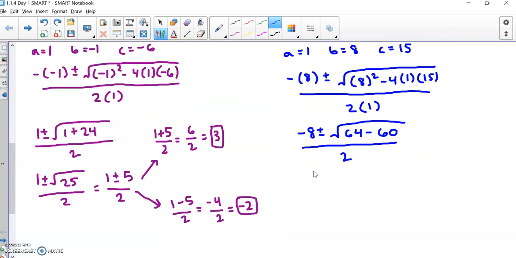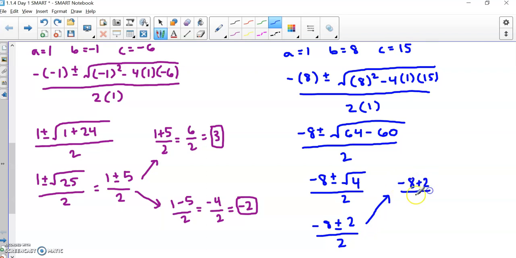Alright. So then now we can continue to simplify. We know that 64 minus 60 equals 4. And then now we can take the square root of 4 to simplify one more time. That's going to be 2. Okay, and then this is where we get to break off and find our two answers. So one answer is going to be negative 8 plus 2 divided by 2. It's going to be a negative 3.